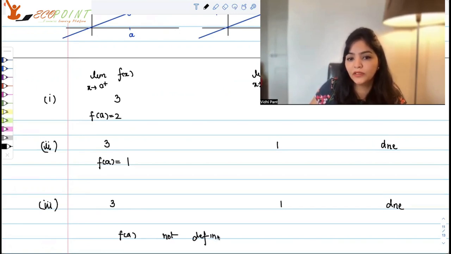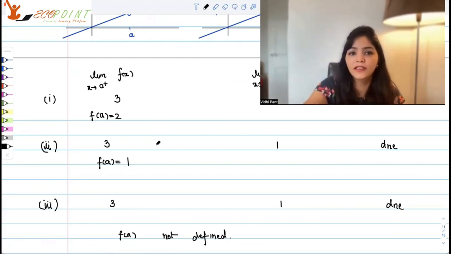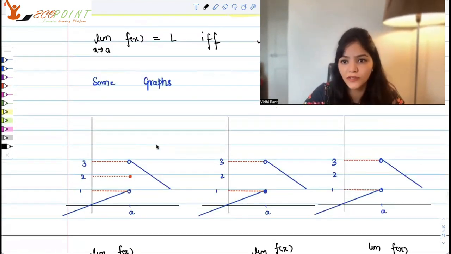That's the difference between the three graphs. In all the three cases, you can clearly see that the limit does not exist because the left-hand limit and right-hand limit are giving you different values, right?